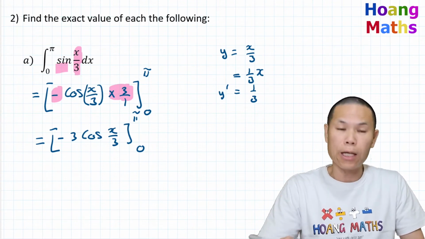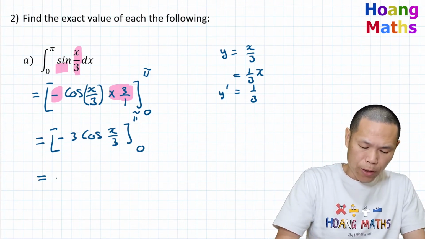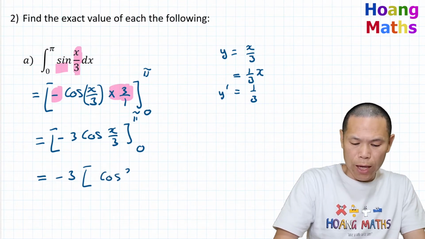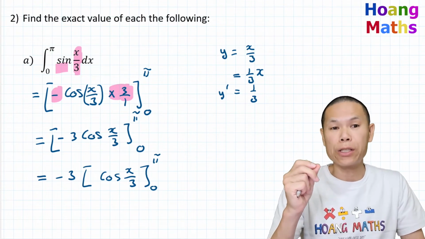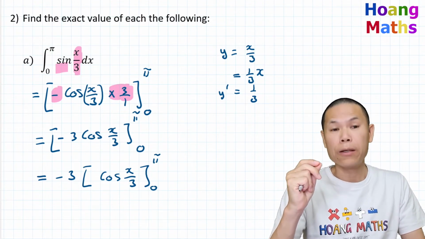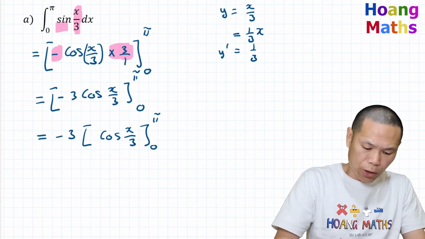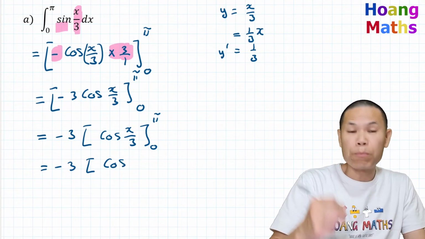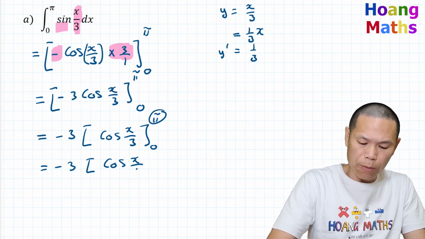But let me just take negative 3 out, so it makes it easier. That's all. You don't have to, but it's simpler if you like. So that's cos of x over 3, from 0 to pi. Now I just substitute the angle pi from 0 to pi. That will give me negative 3 cos of pi over 3, because we use pi. So x over 3 becomes pi over 3.